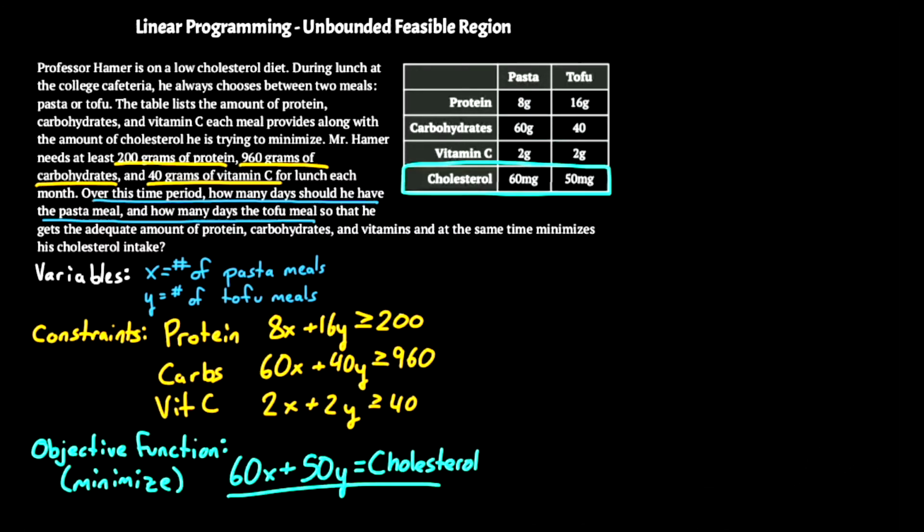So in order to use this objective function, I need to know what I want to plug in for x and y. And remember, those values come from our critical points. So I guess that's my next goal, is we need to find those critical points, and that comes from graphing these inequalities. So let's graph those.